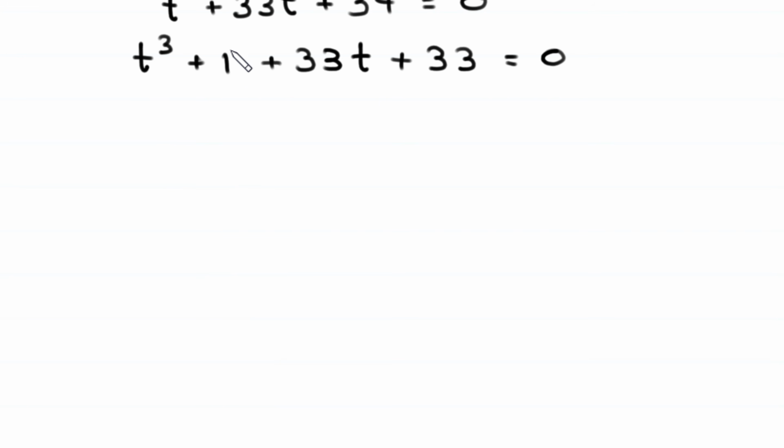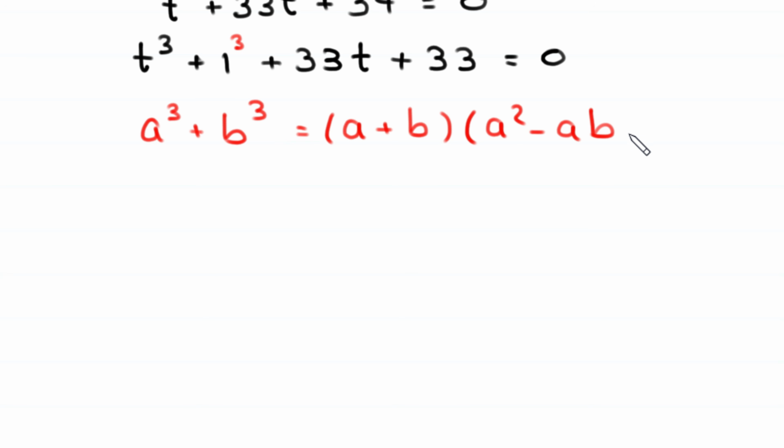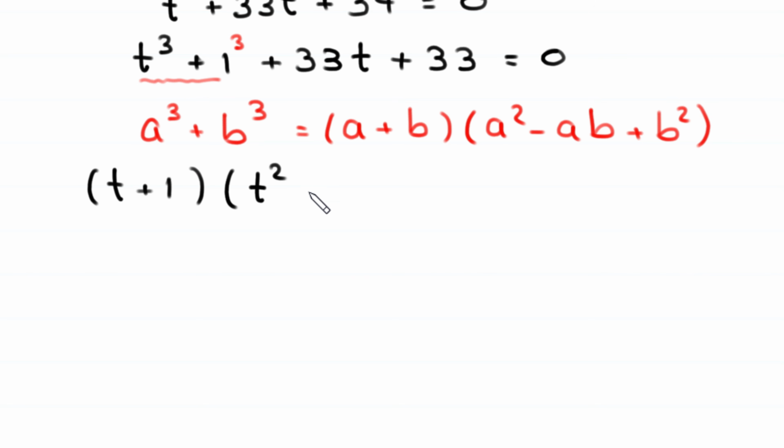Now this one is same as 1 cubed. So by using this algebraic identity, a cubed plus b cubed equals a plus b times a squared minus a times b plus b squared, this t cubed plus 1 cubed will become t plus 1 times t squared minus t plus 1, and from these two terms we can factor out plus 33.